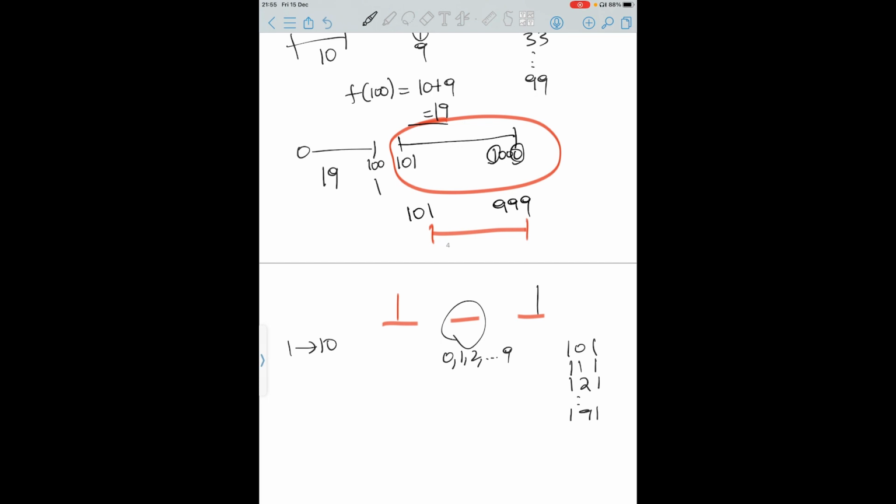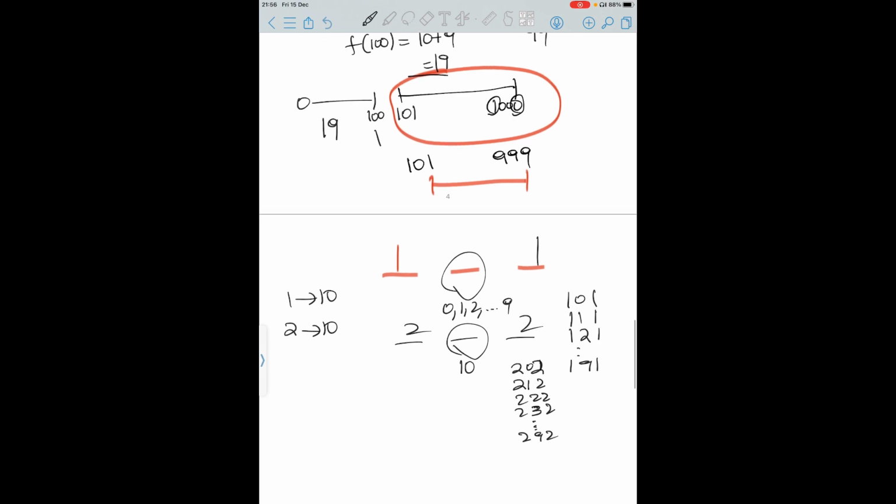Let's see how many numbers there are starting with 2. The same logic: since it has to satisfy the property mentioned in the question, it has to end with 2. And we can fill the middle value with 10 possibilities. So there are 10 such numbers, like 202, 212, 222, 232, and so on up to 292. There are 10 such possibilities. Same for 3 until 9.